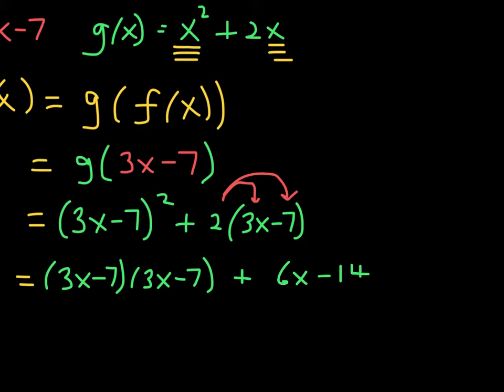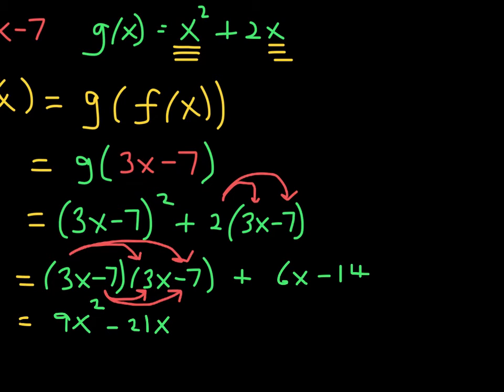So then this is plus 6x minus 14. All right, very good. A lot of you know the acronym FOIL, which just means you need to distribute. So we're going to distribute 3x to 3x and negative 7. So 3x times 3x is 9x squared. 3x times negative 7 is minus 21x. And we have to continue our distributing, so negative 7 times 3x, and then negative 7 times negative 7. Negative 7 times 3x is negative 21x again, and then negative 7 times negative 7 is positive 49. Let's not forget to bring down the 6x minus 14. Very good.